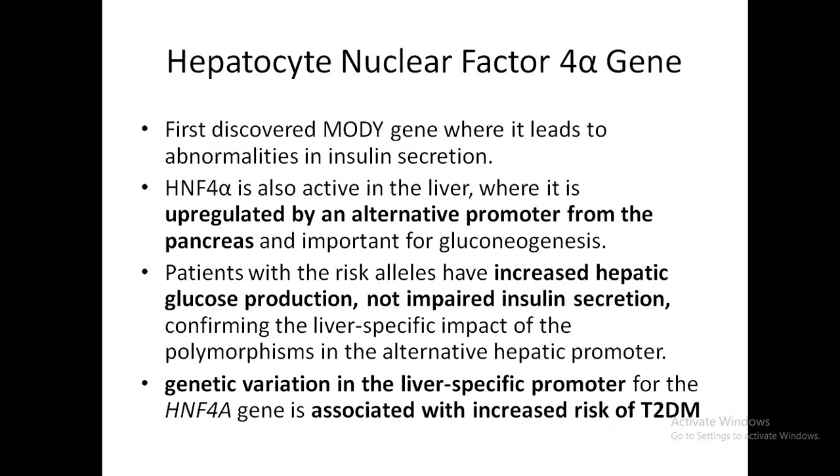When you have changes in the alleles of the HNF4 alpha gene, it will result in increased hepatic glucose production, but the insulin secretion is not affected. So there is a liver-specific importance for this gene. That is, these polymorphisms mainly affect the hepatic glucose production.